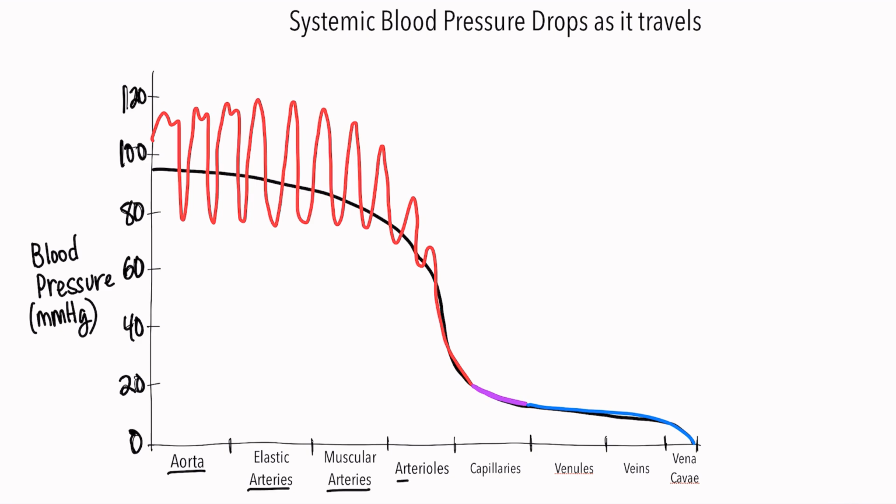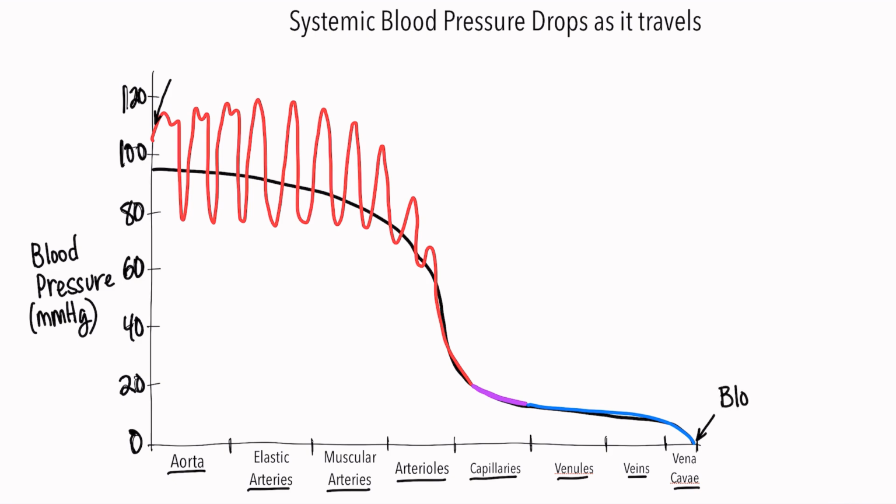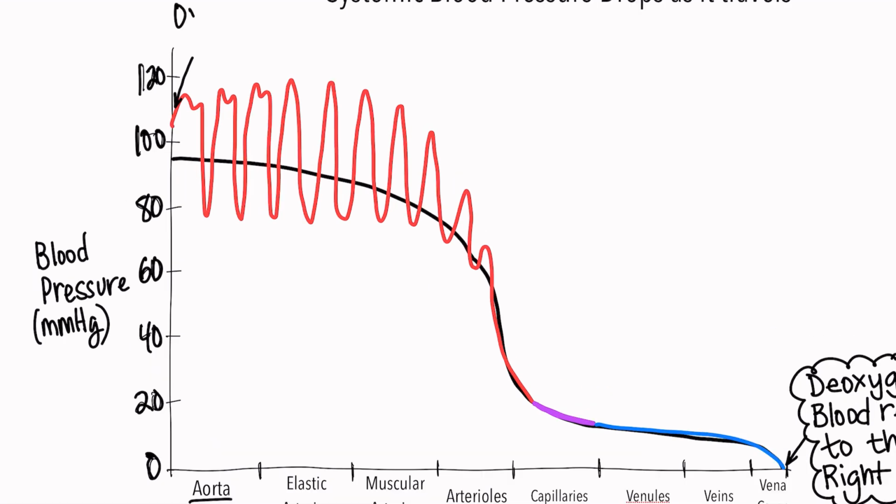Along with these elastic arteries and muscular arteries. Then notice that the blood pressure really starts to drop as you pass through the arterioles, the capillaries, the venules, the veins, and then look how low it is in the vena cava right before it goes back to the heart. And then here, this is where blood returns to the right atrium. And maybe I'll add deoxygenated blood. And then here is where oxygenated blood leaves the left ventricle.